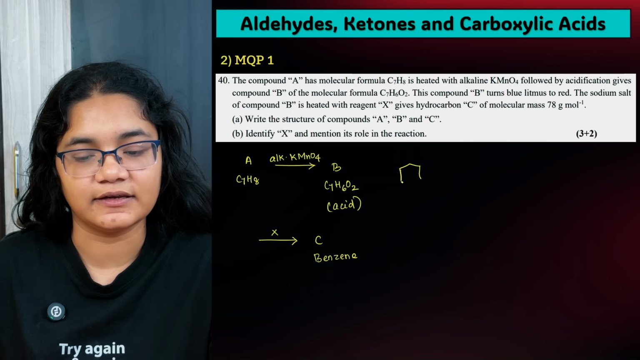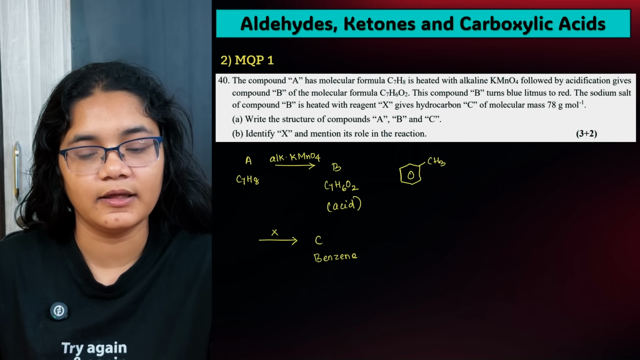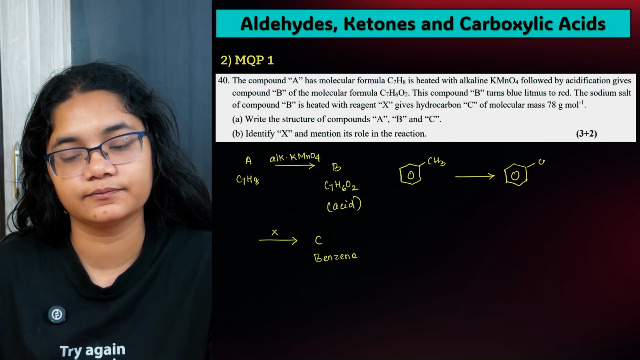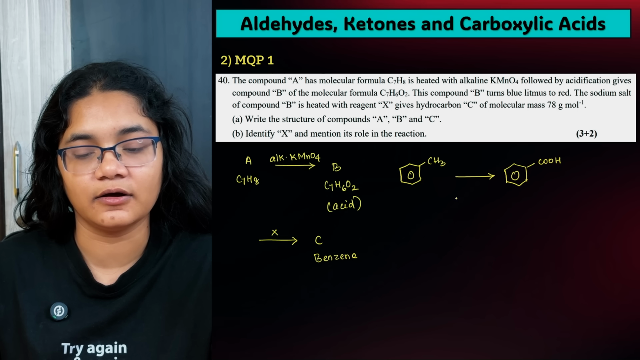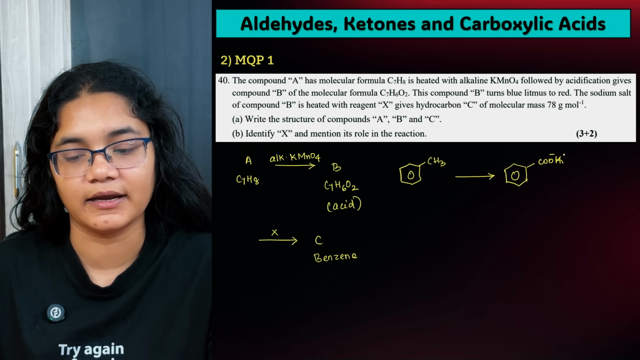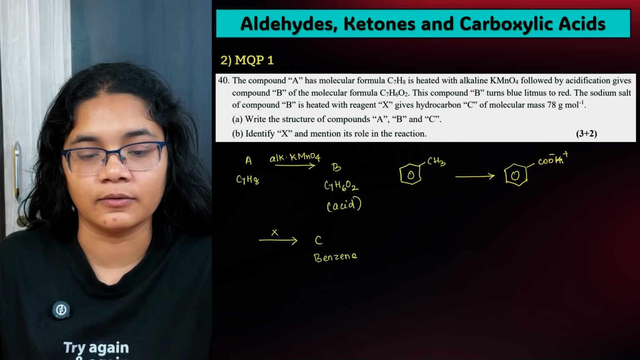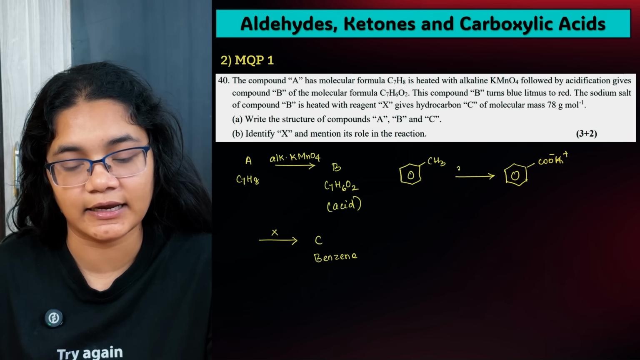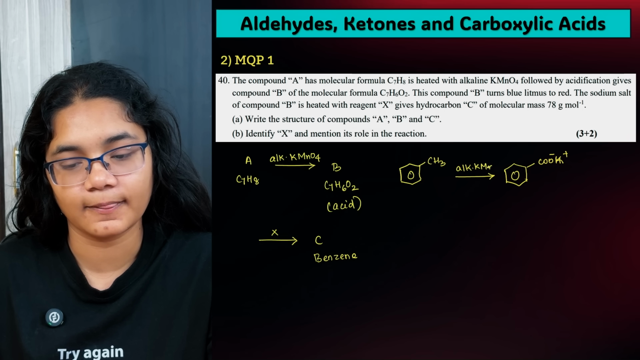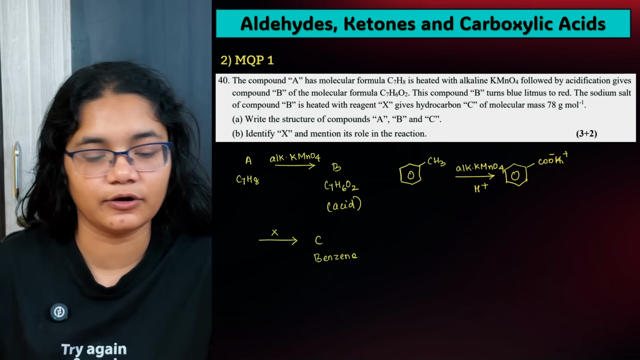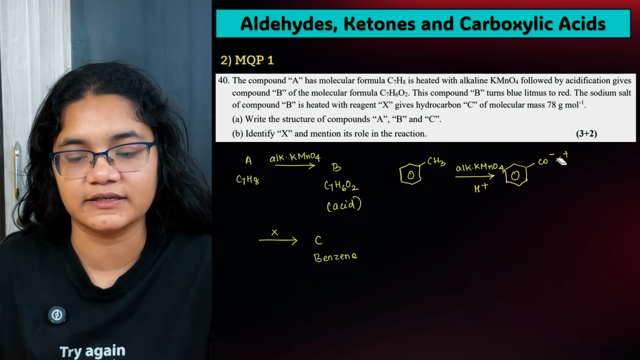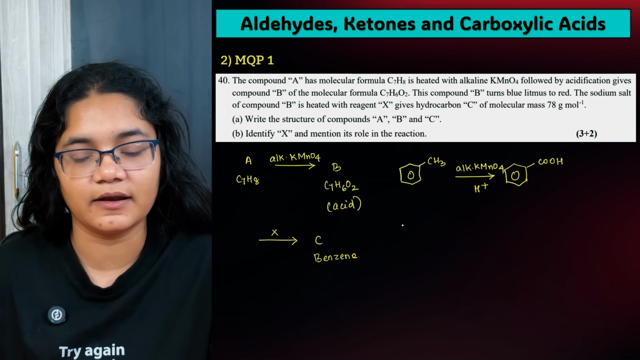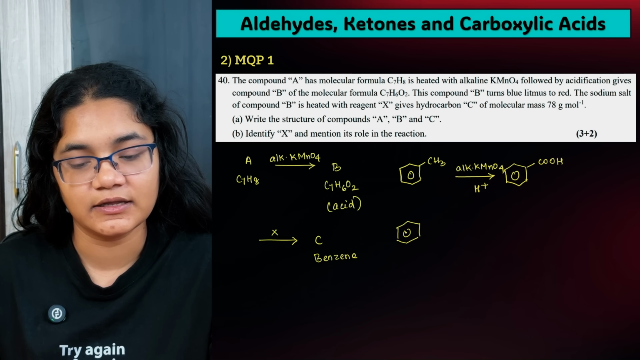So I can easily guess here A is nothing but toluene. Then when you heat it with alkaline KMnO4, you will get COO minus and K plus. Now followed by acidification gives you compound B. So after acidification, the final product is COOH. Then we have the sodium salt of this compound, that is COONa.